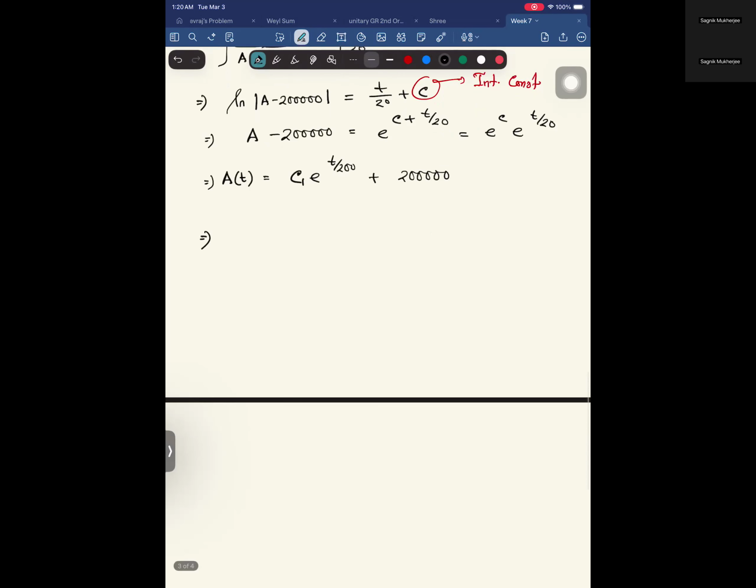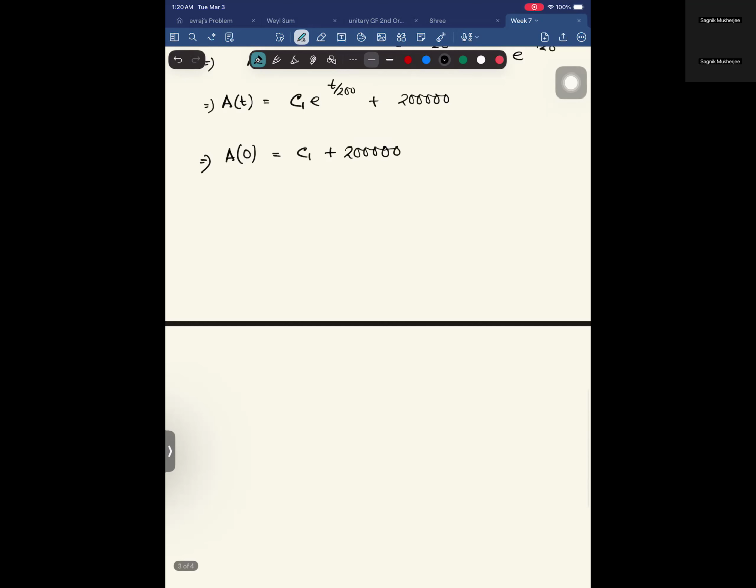Now plug in t equals 0 to use your initial condition. That means c1 plus 200,000. But A(0) is 100,000, right? So that means 100,000 equals c1 plus 200,000, meaning c1 is negative 100,000. That means A(t) is negative 100,000 e^(t/20) plus 200,000.